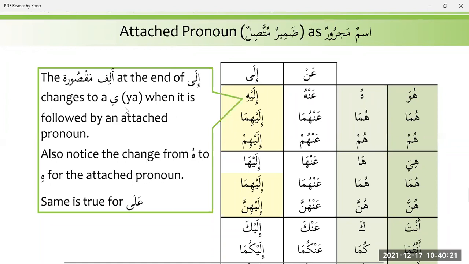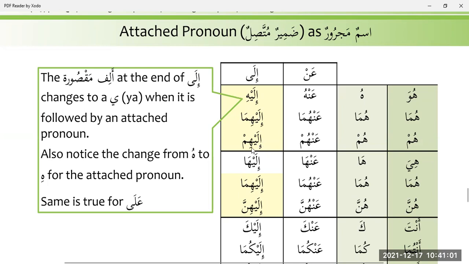Now it is ya. After giving it dots, it is not alif maksura. It becomes a ya when it is followed by an attached pronoun. So if there is a pronoun, we will give it ya. And hu here will change into hi. Same like here: anhuma, ilayhima.